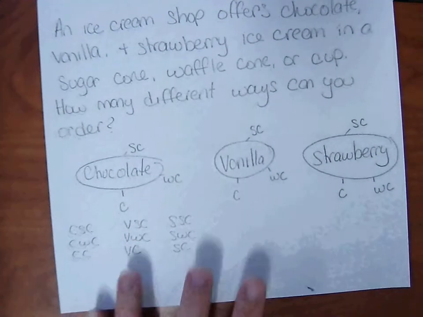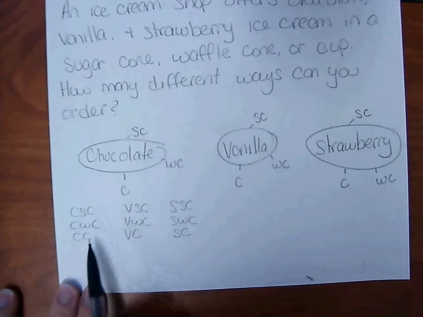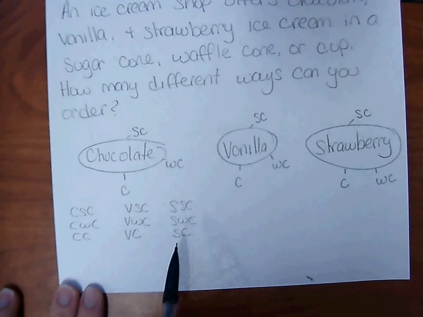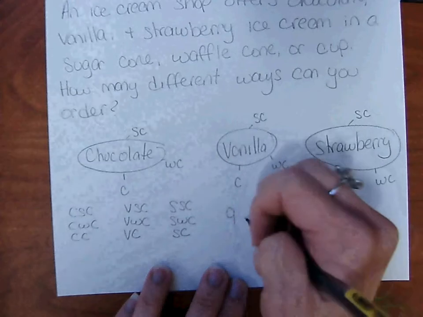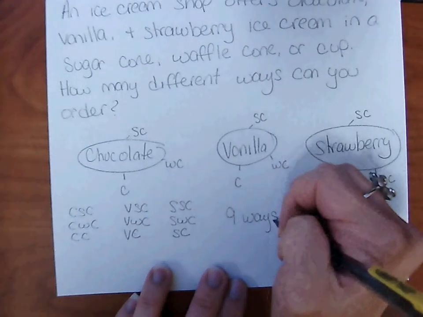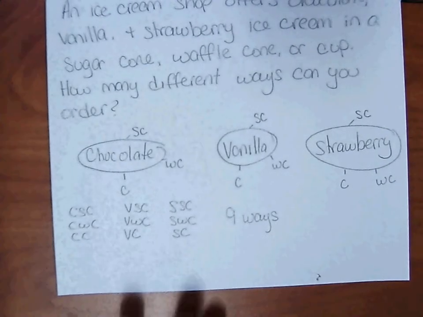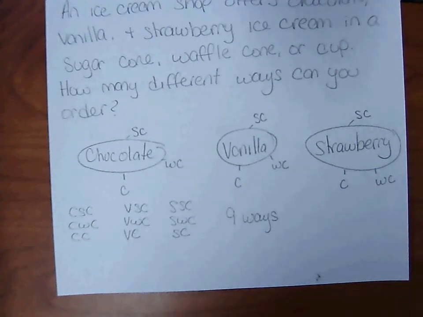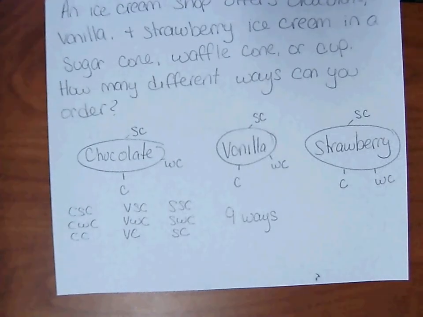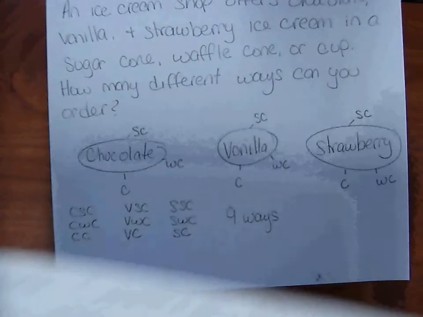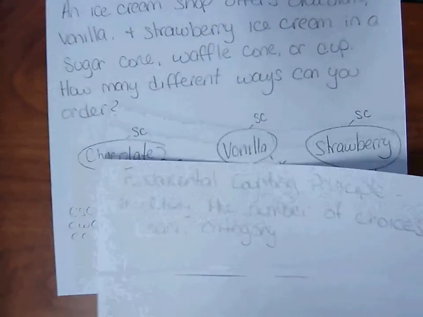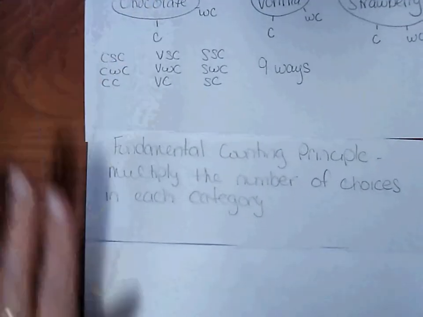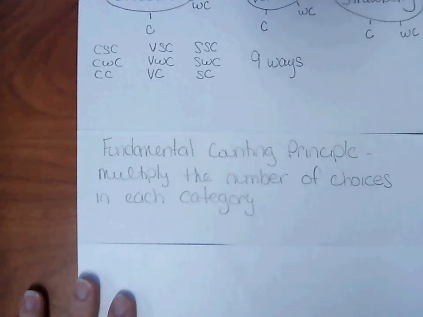So I can count now. 1, 2, 3, 4, 5, 6, 7, 8, 9. There are 9 different ways that I can order my ice cream. A tree diagram is nice when you do not have a lot of possible outcomes. There is another way we can go about doing this, and that's by using the counting principle. And the counting principle says to multiply the number of choices in each category.